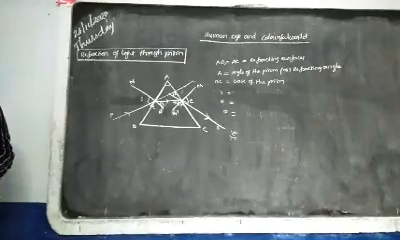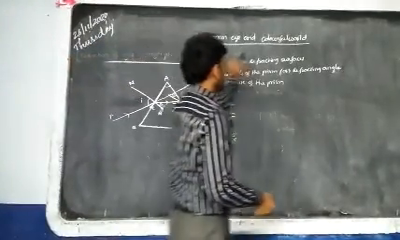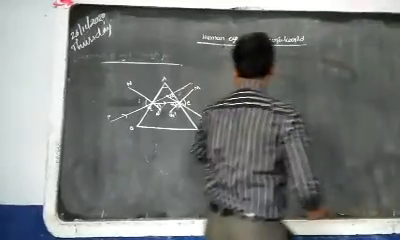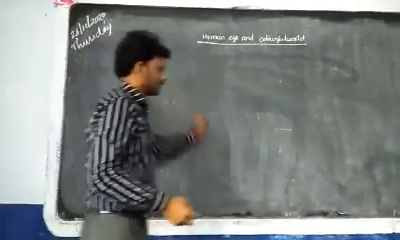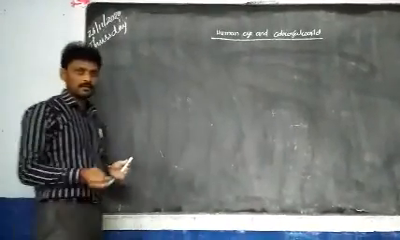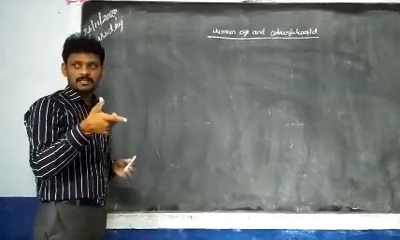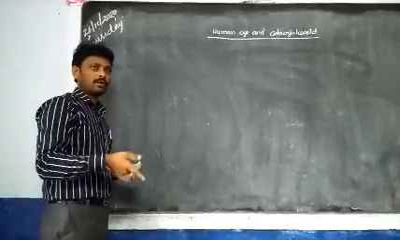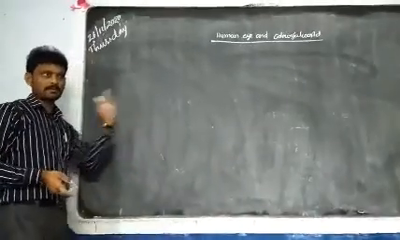Coming to the next one. Dispersion of light. Very simple and very important. Three points are there. At 10th class level, there are no equations, no derivations. Only three points. What is meant by dispersion of light? Why does dispersion of light take place? Which color undergoes dispersion more? Which one undergoes dispersion less? I will explain those things.